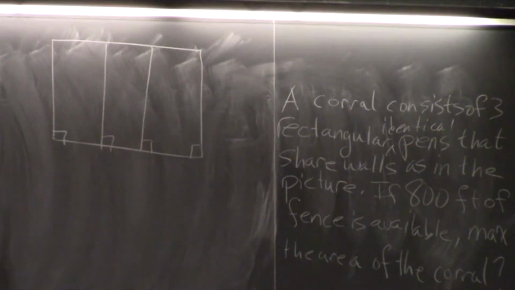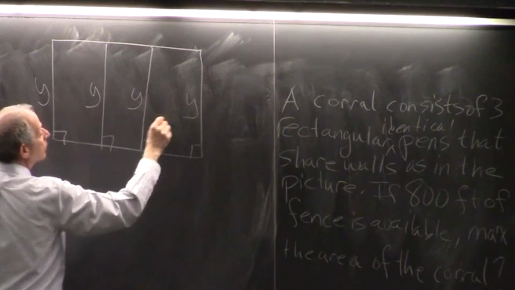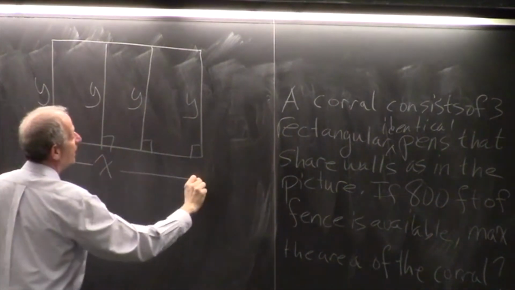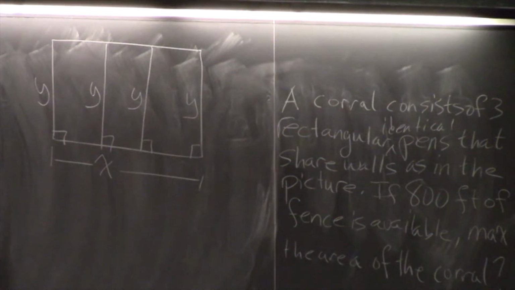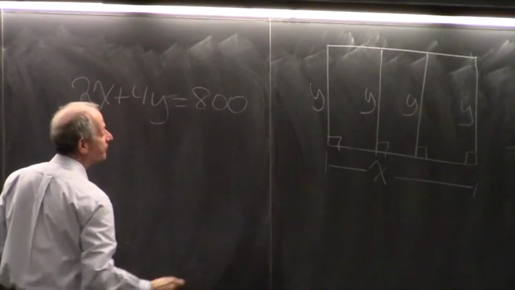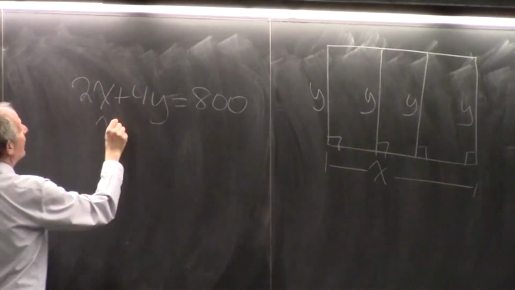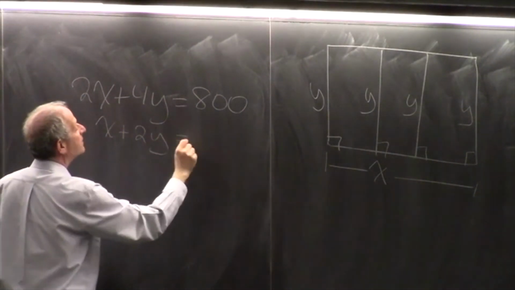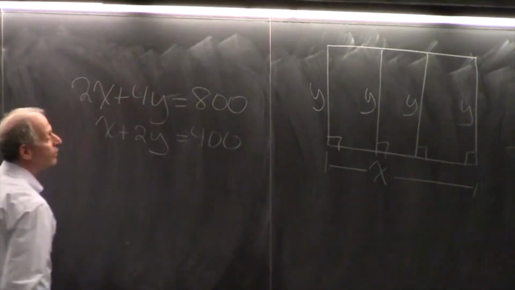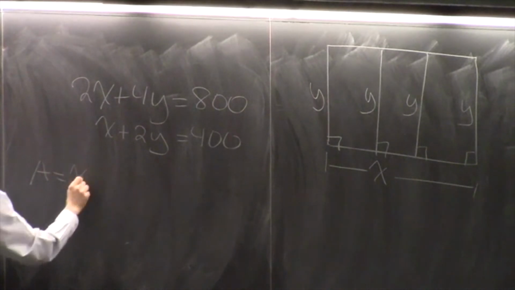So let's see. Why don't we call these vertical walls y, and these horizontal walls x. So the amount of fence that we have is 2x plus 4y, and that has to equal 800 feet. We divide through by 2, so we know x plus 2y has to equal 400 feet. And we want to maximize the area. The area is simply x times y.